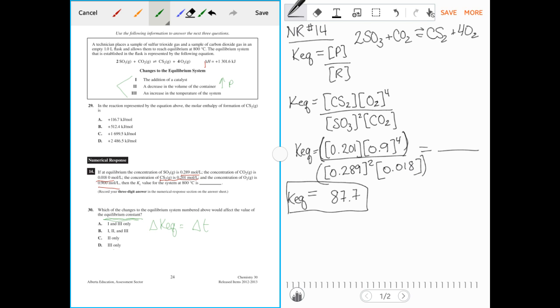When you decrease the volume of a container, remember, that increases the pressure. So if you increase the pressure, you shift to the side of the reaction with the smaller chemical amount. So you might shift the equilibrium in a direction to produce more products or more reactants, but you really aren't changing that KEQ. In this case, the shift would be to your reactant side. However, it doesn't really affect our equilibrium constant. And when you increase the temperature, which is what we see here, it is the only thing that will change your equilibrium constant, making D the correct answer here. Okay, so only 3 will change that KEQ value.